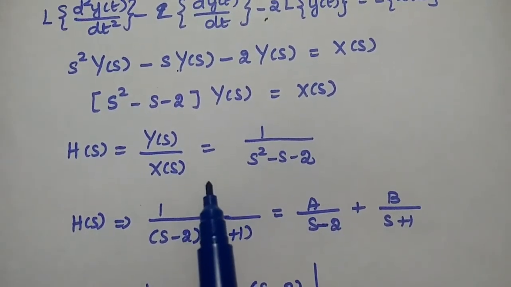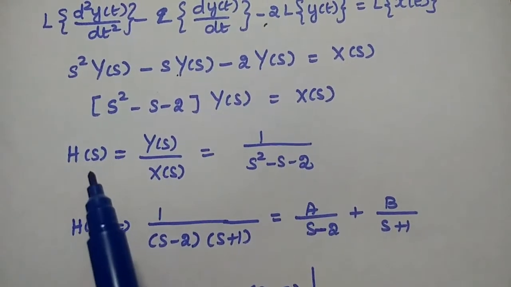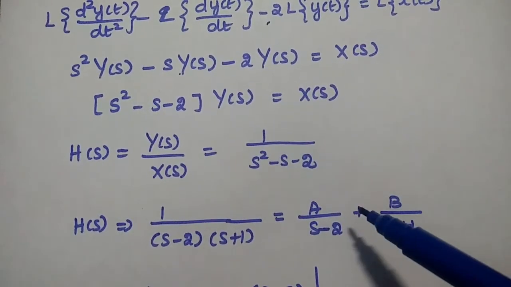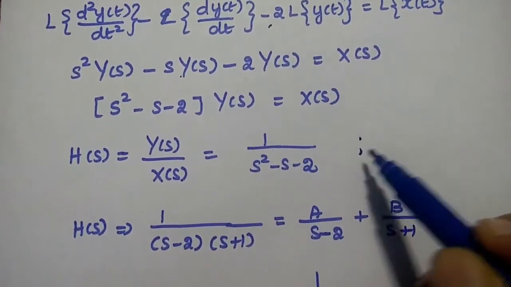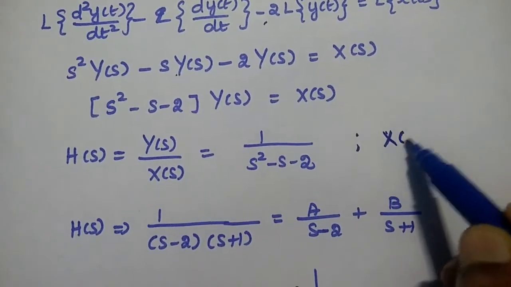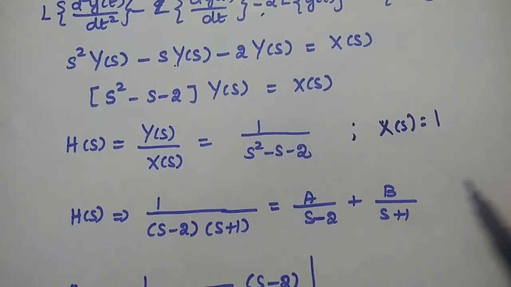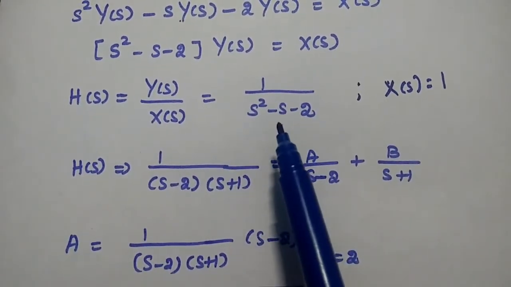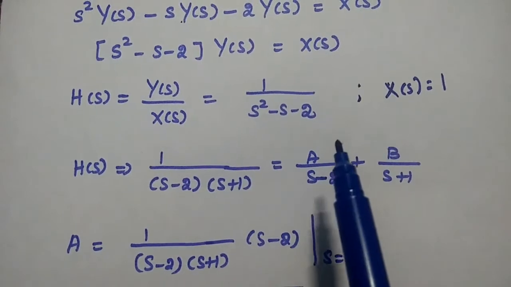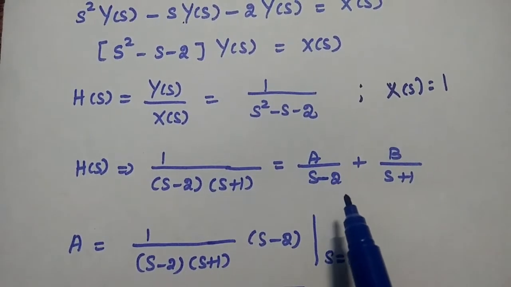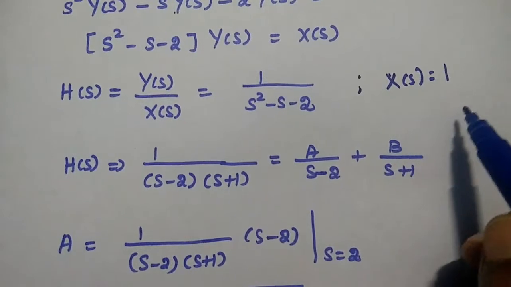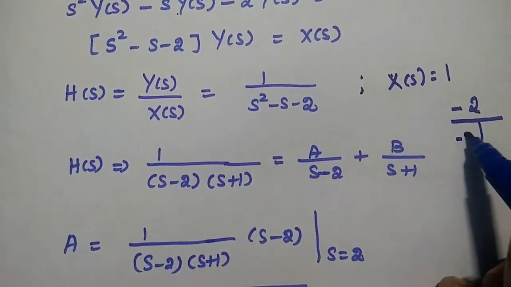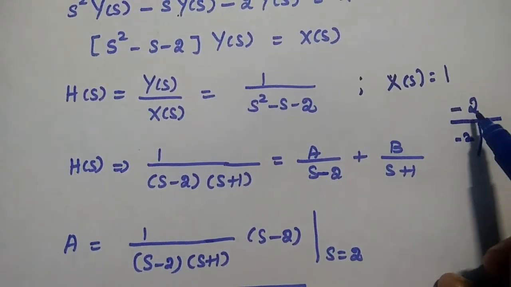After that we have to get the value of h of t. For that we simplify this expression. Here, for the impulse response, the X of s value is always 1. For the equation s squared minus s minus 2, the roots are s minus 2 and s plus 1. Whenever we multiply minus 2 and plus 1, we get the answer minus 2.